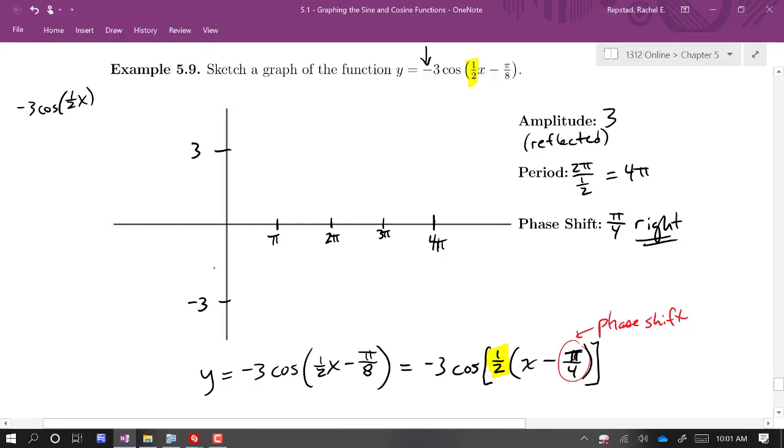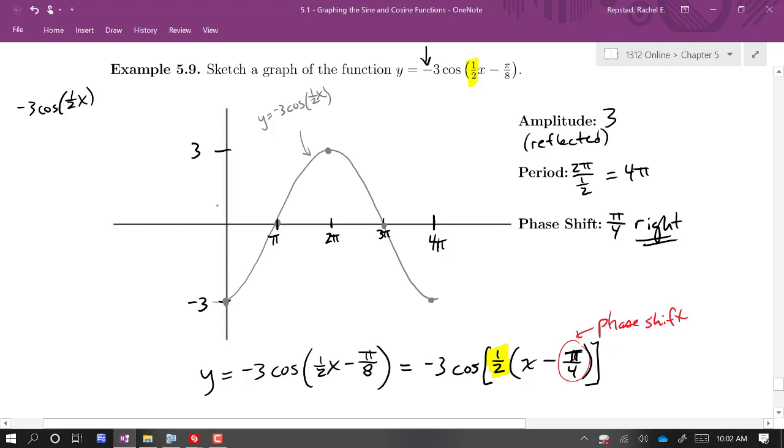So I'm going to do this one lightly in gray. I'm going to plot my points here. At 0, we're going to be at -3, the minimum. At pi, we'll be at 0. At 2 pi, we're at the maximum. At 3 pi, we're back to 0. And at 4 pi, we're back to the minimum. So here is -3 cosine of 1/2 x.